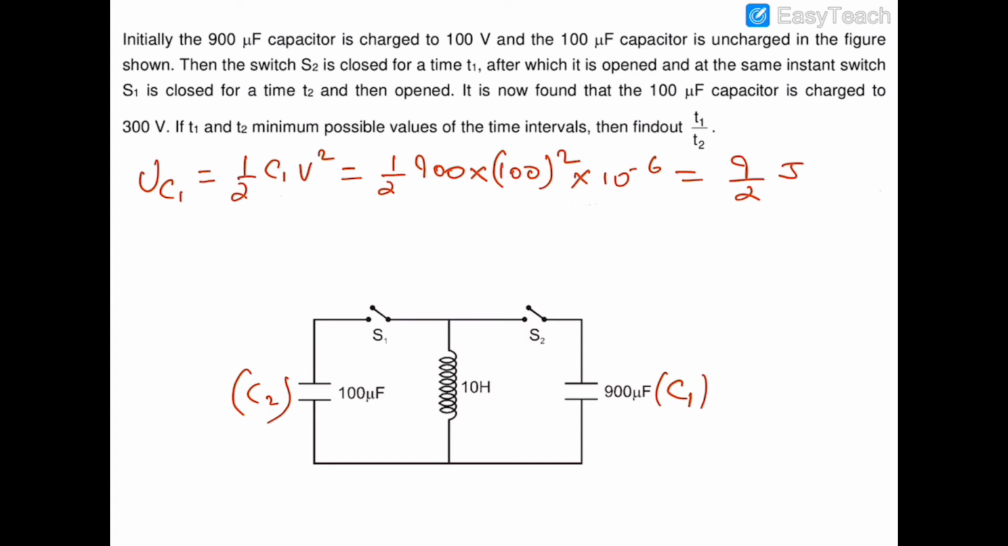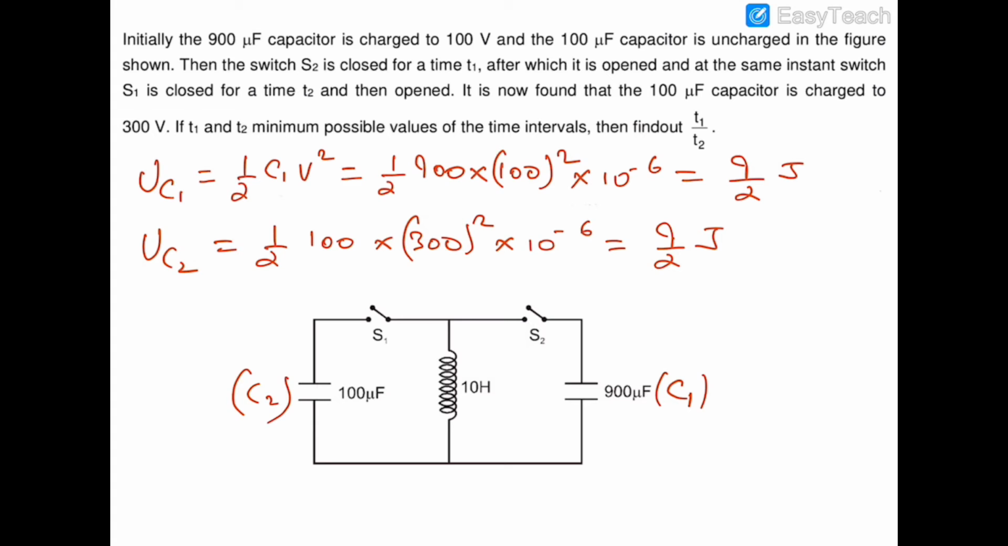You can see that the 100 square would be 10 to the power 4, and 900 into 10 to the power 4 is 10 to the power plus 6, which would be cancelled by 10 to the power minus 6. And the energy stored in C2 finally after time t2 will be half C, which is 100 microfarad, into 300 square, which into 10 raised to power minus 6, which will also be equal to 9 by 2 joules. So you can see that the energy of capacitor C1 and C2 are equal.